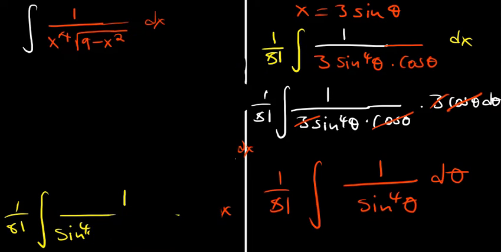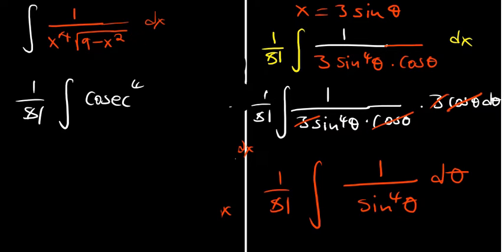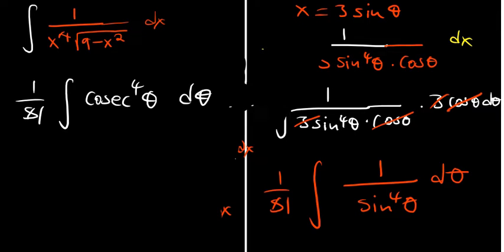So think of something that can make this simple. Instead of dealing with fractions, we can deal away with a fraction. So I believe you know that 1 over sine theta is what? Cosecant of theta. So therefore, whatever power you have, it can still happen. So that would mean we can have 1 over 81, and then the integral of cosecant to the power 4 theta d theta. So that's how much we've reduced it at this point.